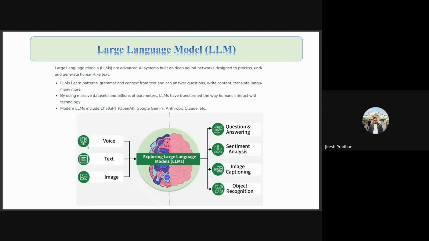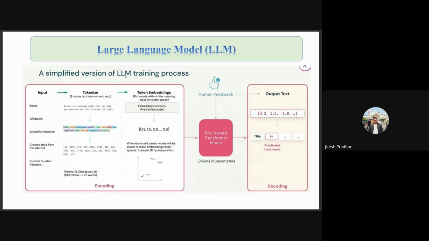Okay. So now let's look at a simplified version of the LLM training process. Whatever input we are giving, first it will tokenize it. Look here, the tokens it will identify. Then from the tokens, it will try to generate the embeddings. We have already seen how embeddings are generated. These embeddings will be given to a pre-trained transformer model, or GPT model. Based on these embeddings, it will try to predict the output text. So this is called the encoding process, and this is called the decoding part. Okay, that is the basic version of LLM.